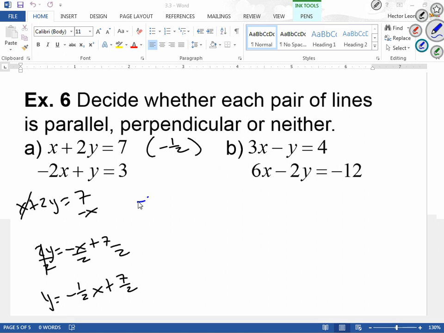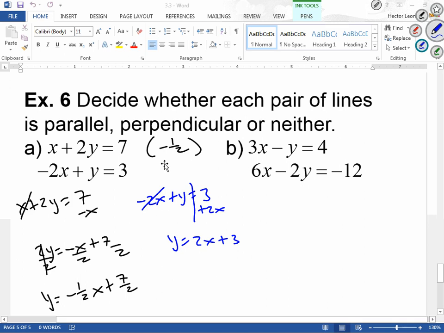I have negative 2x plus y equals 3. So let me separate them to the equal sign. My 2x, I'm going to move it here as a positive 2x. So I have y equals, since I cannot combine these, 2x plus 3. The y is already by itself, so my slope is 2.